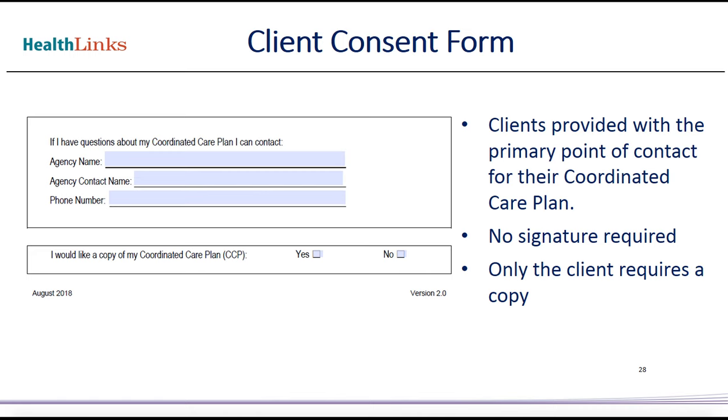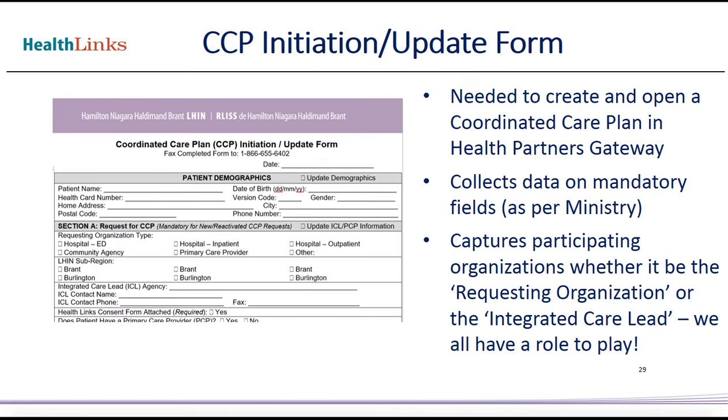So next we'll be discussing the CCP initiation and update form. This is really needed to create and open a coordinated care plan in Health Partners Gateway. So this is again that software solution that allows you to update and edit the care plan in real time. This form collects data on mandatory fields, as per the ministry's requirements, and as well it captures participating organizations, whether it be requesting organizations, or this can also be an integrated care lead. But we really all have a role to play in this, and that's one of the most important parts.